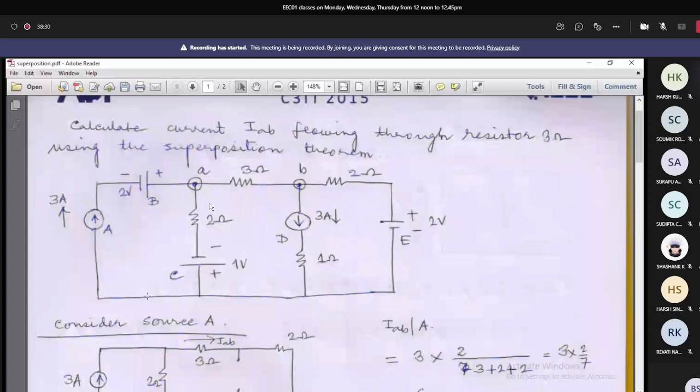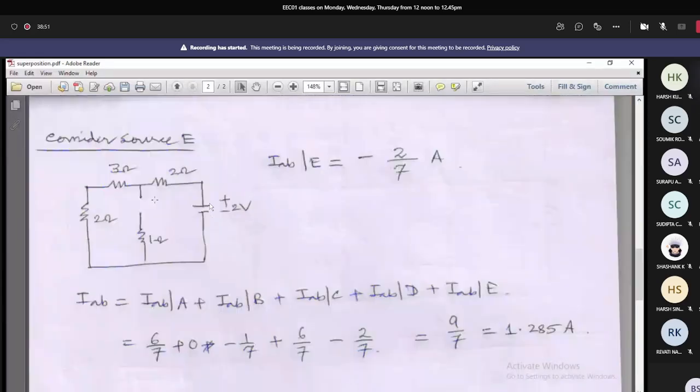And then again we have to consider the source D, and as usual I have not taken this path because it is not needed, because it is an open circuit because of the presence of current source. And then ultimately the final one, when we take E only, then the other current source in between we have to open, that's all.